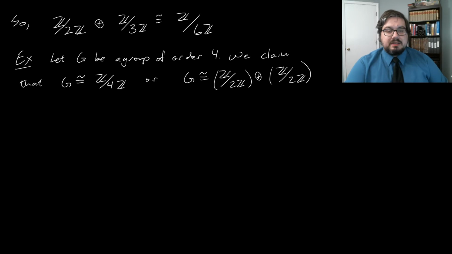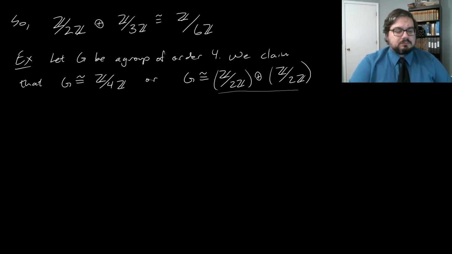Z mod 4Z and Z mod 2Z direct sum Z mod 2Z are not isomorphic, which shows that the direct sum or the direct product of cyclic groups is not necessarily cyclic, because these will not be isomorphic to the only cyclic group that they could be isomorphic to given their order. So let's see why that is.